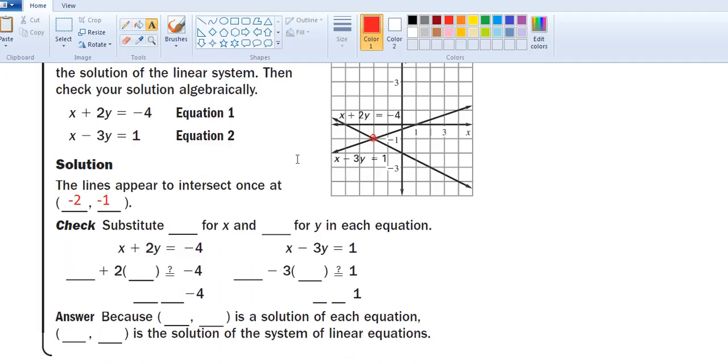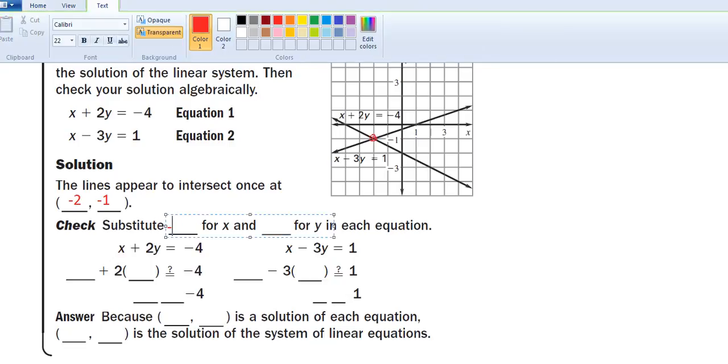Now, one of our jobs is going to be to check to see does our solution make sense? Because when we graph it, sometimes it's a little bit off because our graphs aren't perfect. So what we're going to do is substitute -2 for x, and we're going to substitute -1 for y because that's what we got right up here. So anywhere we see an x, we're going to put the -2, and that's in the first equation. So let's go right up here.